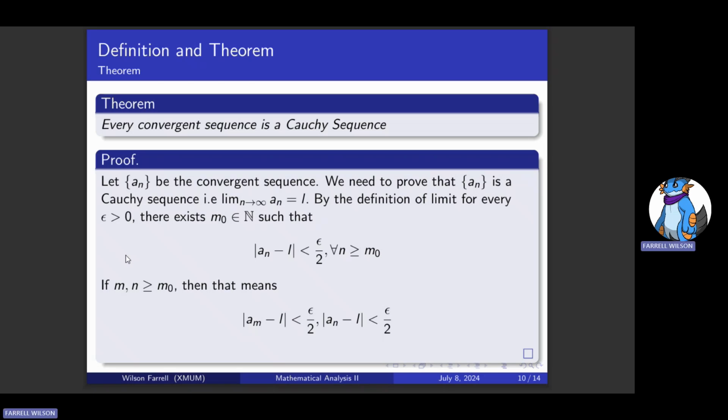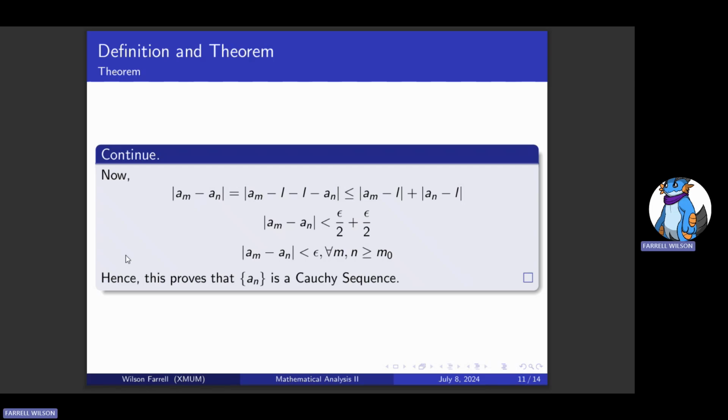And by the definition of limit, for every epsilon greater than 0, there exists m0 in N such that an minus l is less than epsilon over 2 for all n greater than or equal to m0. If n is greater than or equal to m0, then that means am minus l is less than epsilon over 2, and an minus l is less than epsilon over 2.